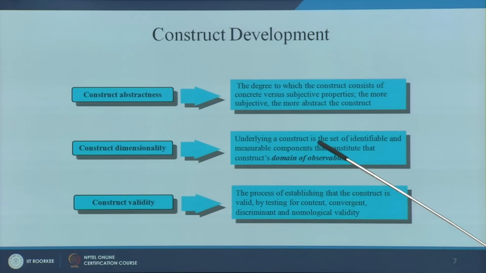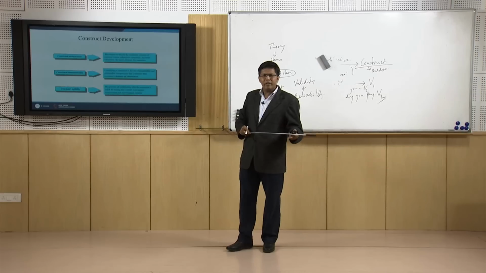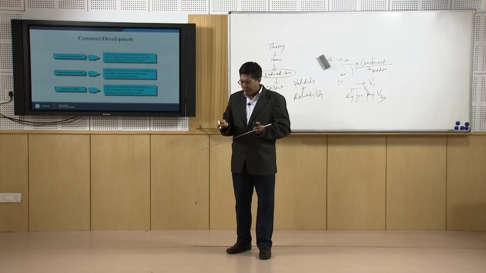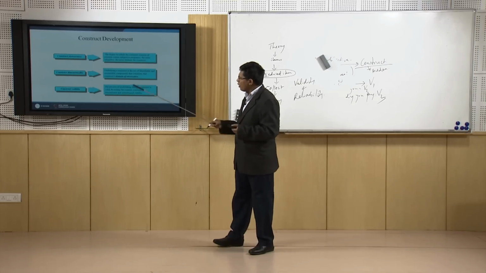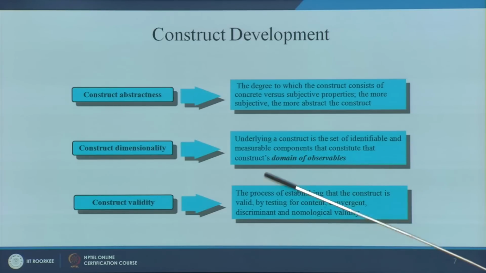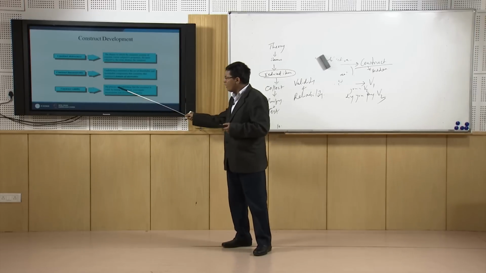Dimensionality is a set of identifiable and measurable components. Now in research, a scale, a question or an item should be measurable, identifiable, reproducible, you should be able to replicate it, and it should be generalizable. These are the characteristics of the items that you are using. Third, the construct should be valid. There are several tests which I will be explaining further. So it has to be validated.